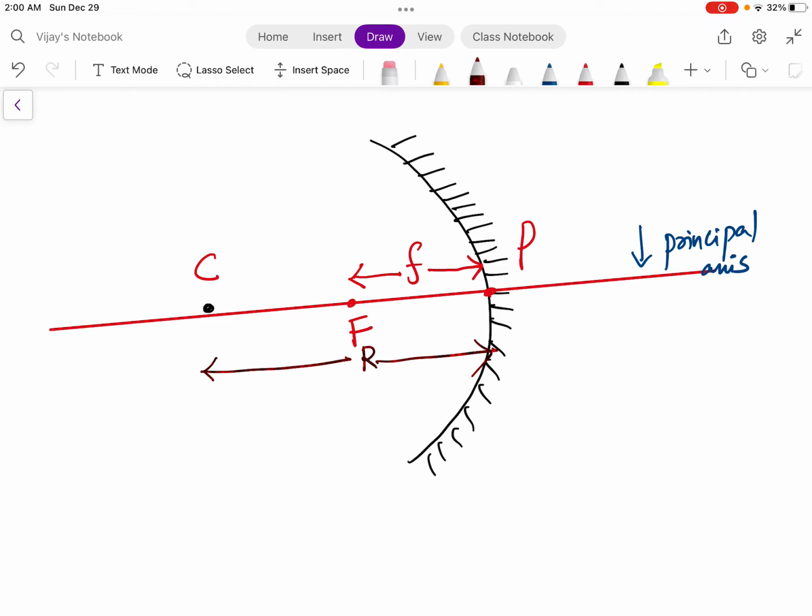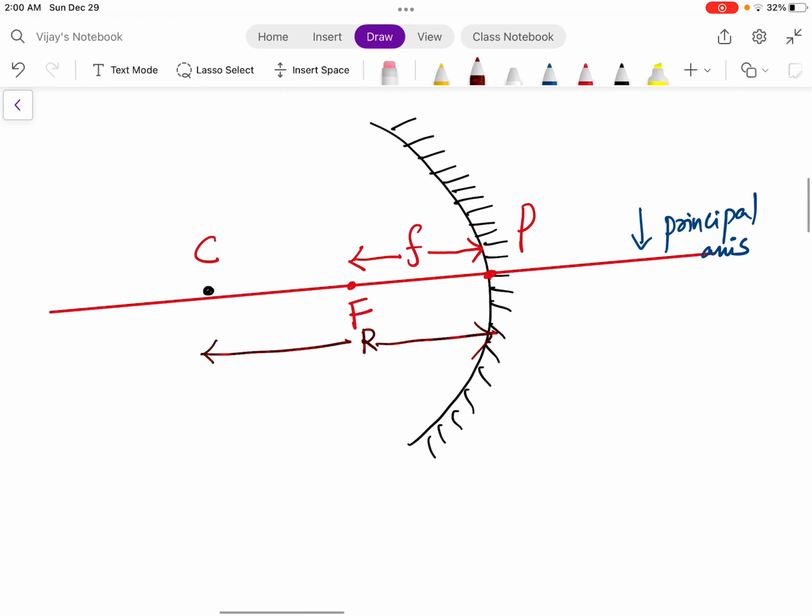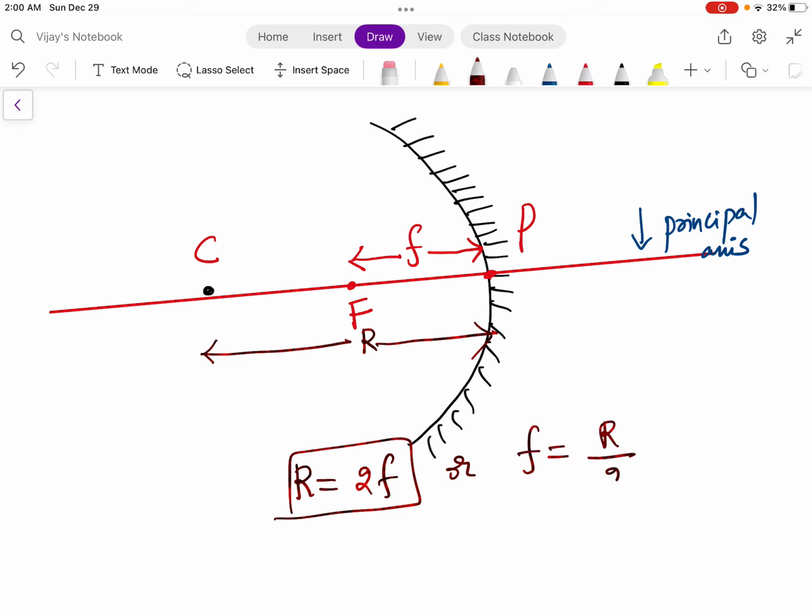So what is focal length? It is the distance from pole to focus. What is the radius of curvature? It is the distance from pole to center of curvature. There is a relation which you have to remember, the relation between R and F, because I have already told that F is the midpoint of P and C. So the relation is R, radius of curvature, is 2 times focal length, or this can be written as focal length is equal to radius of curvature by 2, F = R/2. This is the important relation. So these are some important terminology about spherical mirrors.